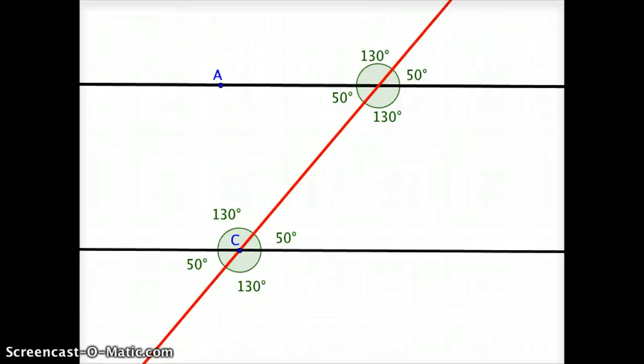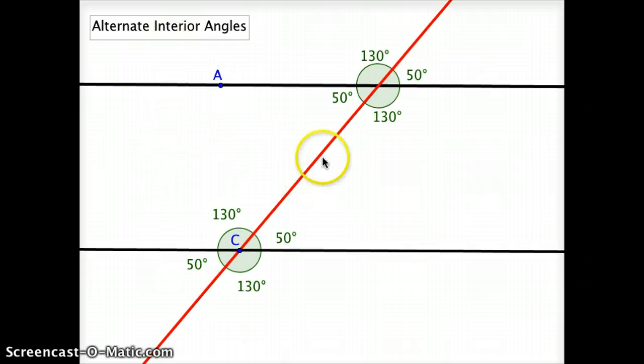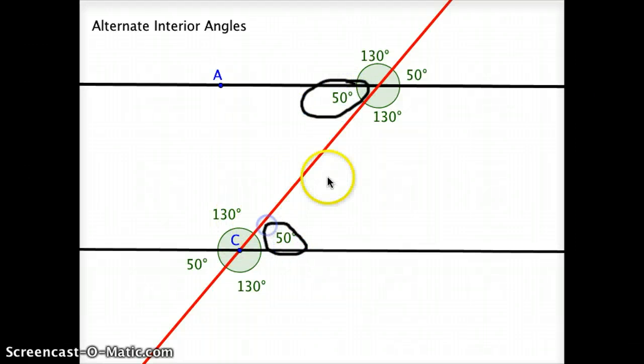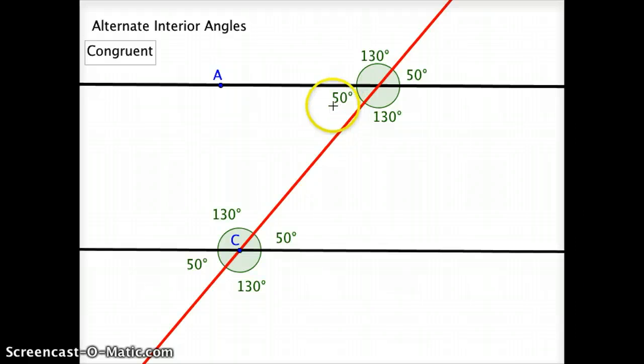Alright, next, we've got alternate interior angles. Now when we refer to the interior of the parallel lines, we're talking about this space in between the parallel lines. Think about the two parallel lines like two pieces of bread on a sandwich. This is in between the parallel lines, or in between the bread of the sandwich. Alternate interior angles, let me highlight them for you here, would be this 50 here, and this 50 here. Notice one is on the left and one is on the right. Their measures are congruent. Now those 50s that I highlighted here and here, we could also refer to the 130 degree angles. Those are also alternate interior angles, and they are as well congruent.